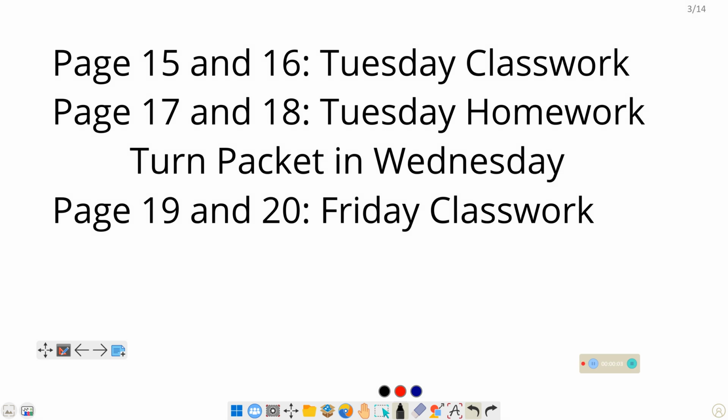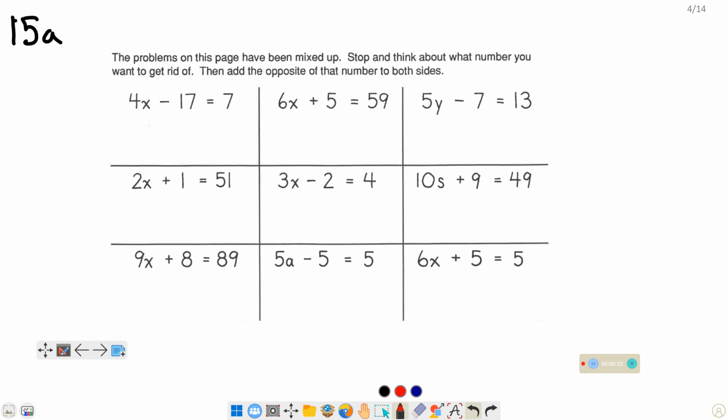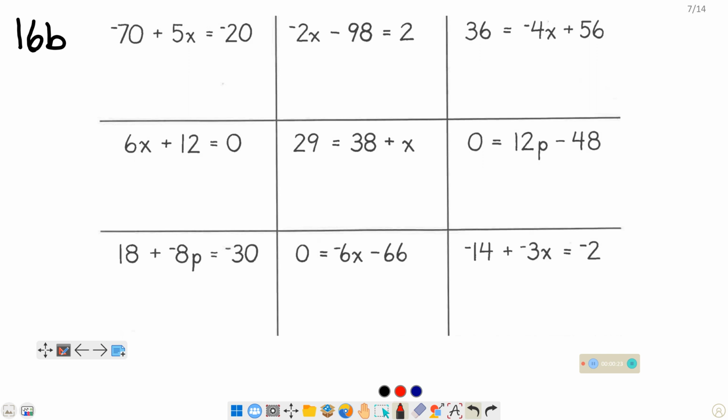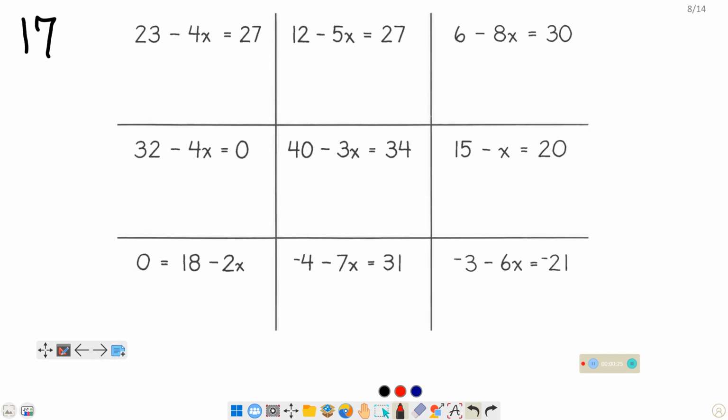Okay, everyone, now that we've reviewed the big picture, how do we solve equations, we're going to dive specifically into Tuesday's homework, which is page 17 and 18. So in your packet, you're going to flip to page 17, and I'm going to give you a couple reminders on how to solve a couple of these problems specifically. Notice this is at the top of page 17.